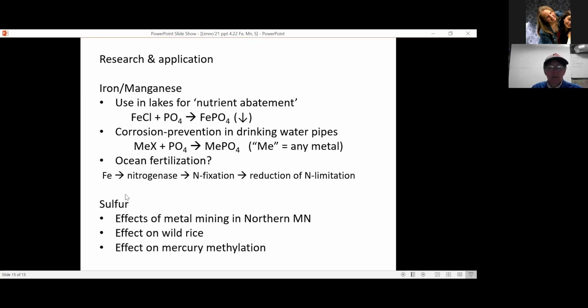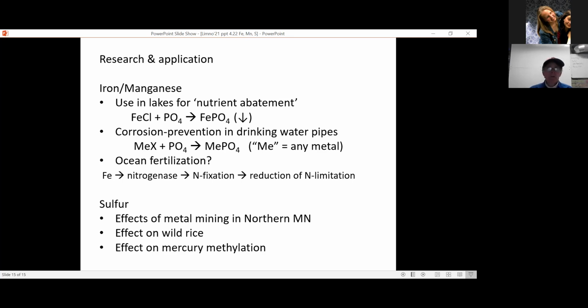I think I've mentioned iron chloride is used in drinking water treatment in at least the St. Paul drinking water supply. Anyways, sulfur, obviously the role of sulfur in metal mining, particularly in northern Minnesota. One of the issues with sulfur and the cycling, which I didn't mention, is that when the SRBs are reducing sulfur, they're also anaerobically decomposing organic matter, producing methane. And somehow in the process of reducing sulfur, they methylate mercury.